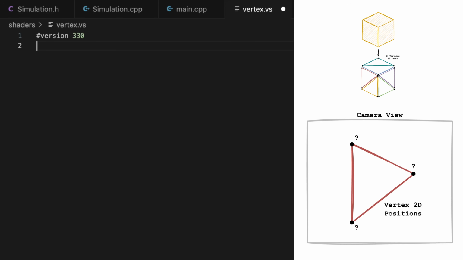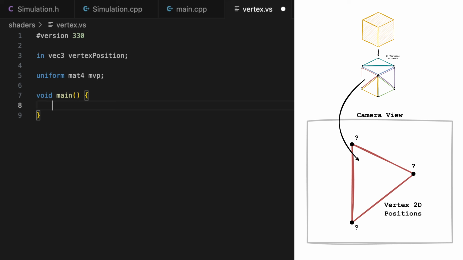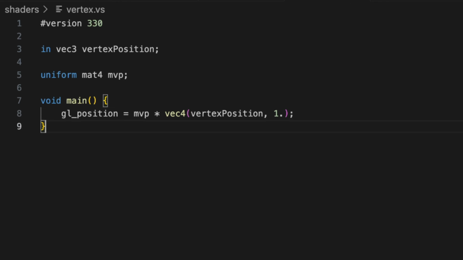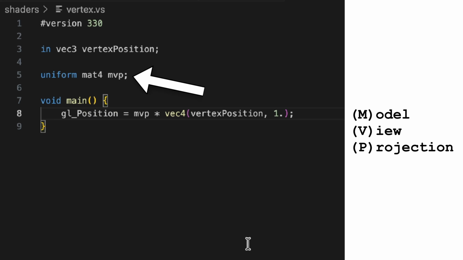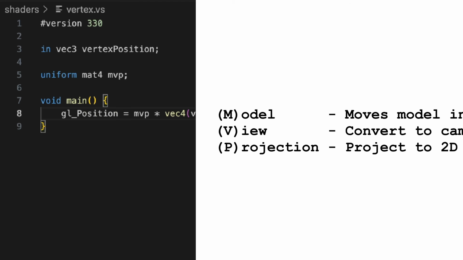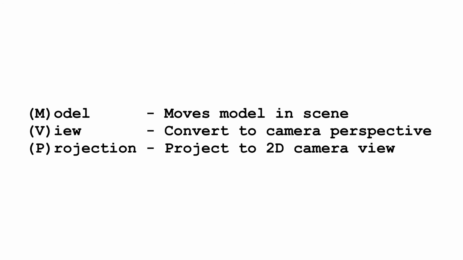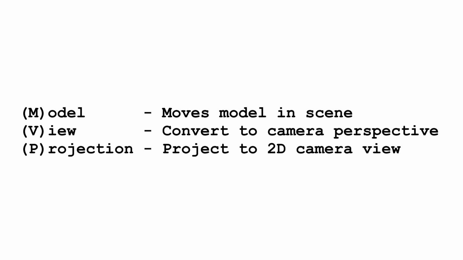What a vertex shader does is to calculate where the vertices are located in the camera's view. It does this by multiplying the position of the vertex by something called an MVP matrix. This stands for model, view, and projection, which means that the vertices are moved in the scene, transformed to the camera's reference frame, and then projected onto the camera's 2D view plane.